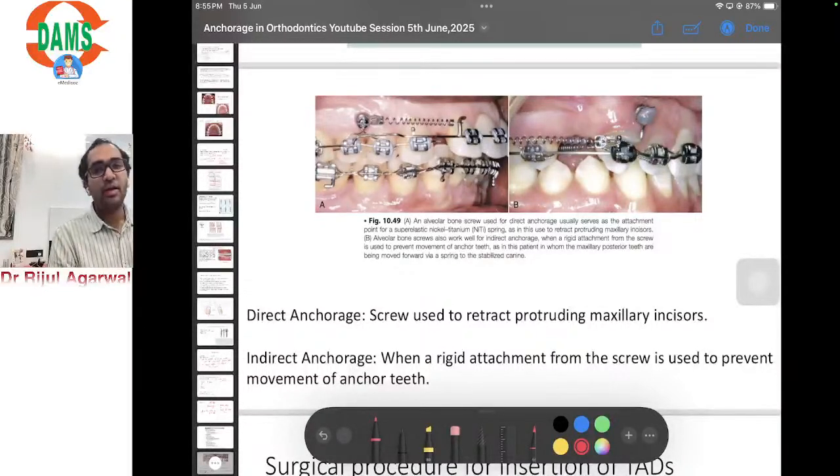Next important thing is direct versus indirect anchorage. What do you mean by direct and indirect anchorage? We have less time, so I'll just move ahead a bit quickly. If anyone has any doubt, you can stop me and I'll explain that.